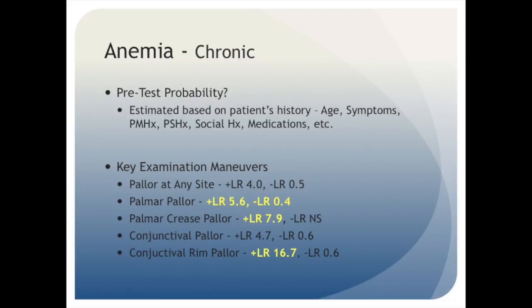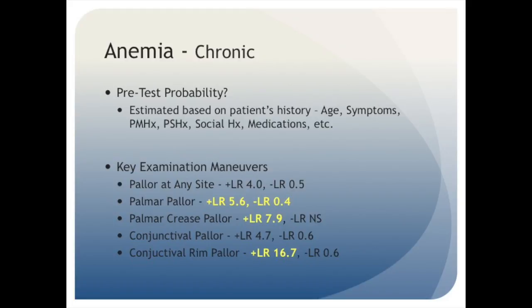Several studies have demonstrated that palmar pallor in particular is more sensitive and specific than just pallor anywhere at detecting chronic anemia, with a positive likelihood ratio of 5.6 and a negative likelihood ratio of 0.4. Even more specific is palmar creased pallor. So as you examine the patient's hand, you look at the palmar creases and see if there's any evidence of blood flow in those areas. That has a positive likelihood ratio of 7.9.